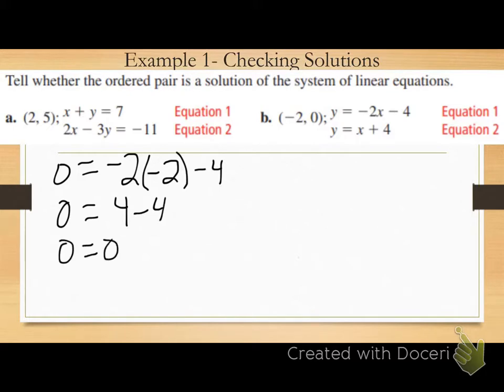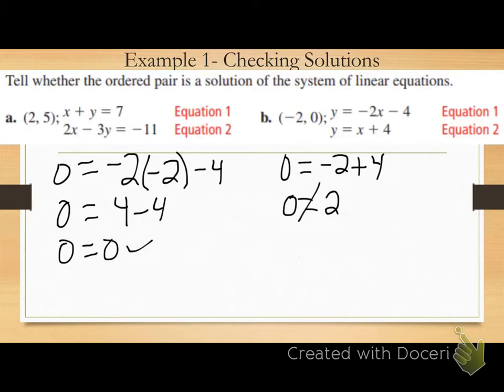Does it work for my first equation? It is a solution of my first equation. Now I got to plug into the second equation. Replace the y with 0. Replace the x with negative 2 plus 4. Negative 2 plus 4, 2. Does 0 equal 2? No.